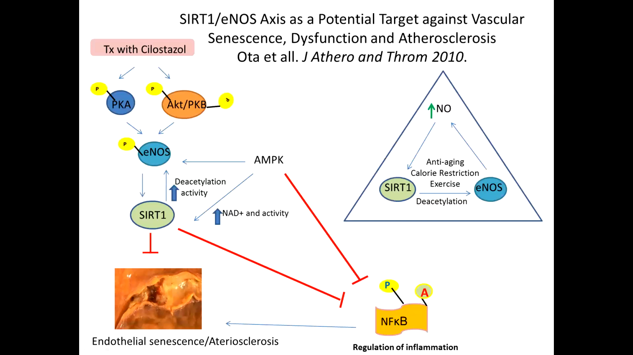Now, the triangle over here shows that when there is calorie restriction, exercise, or things that might be considered anti-aging, which means we're activating the proteasome. Some of you talked about that. This axis is present to increase the amount of nitric oxide. Now, of course, there's always a threshold effect for nitric oxide. If it's too high and it's not metabolized properly, then it itself can turn into a free radical or an ROS.